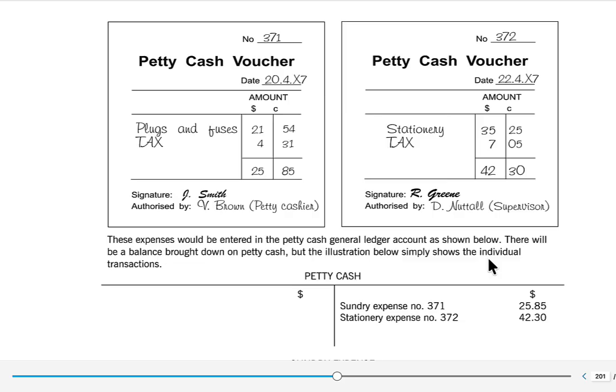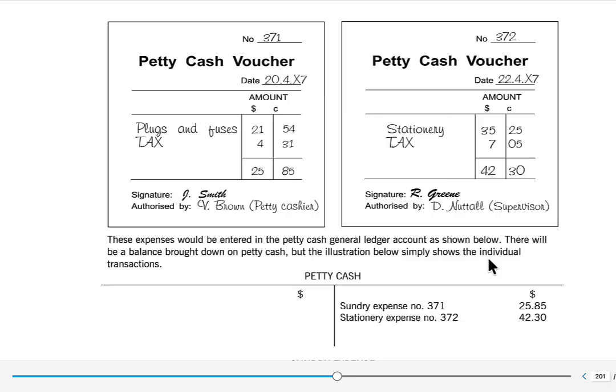What this voucher is proving is simple. It is proving that petty cash paid out a total of $25.85. And it is also proving that inside this total there is an expense part and a tax part. So voucher 371 has two parts. Part A, expense part, $21.54. Part B, sales tax part, $4.31. And together they make the total payment, $21.54 plus $4.31 equals $25.85.